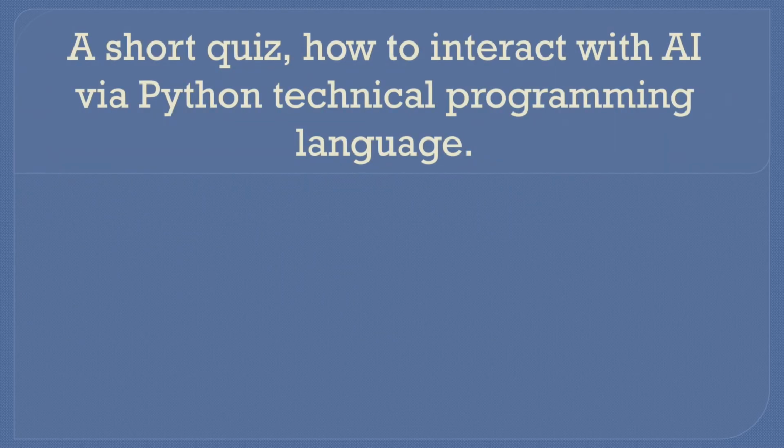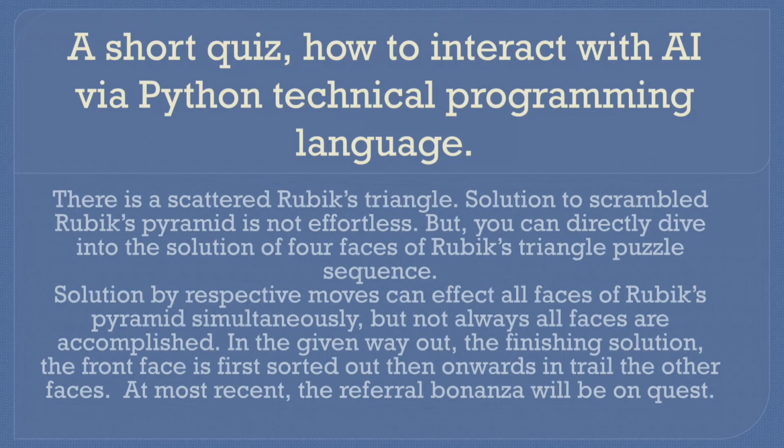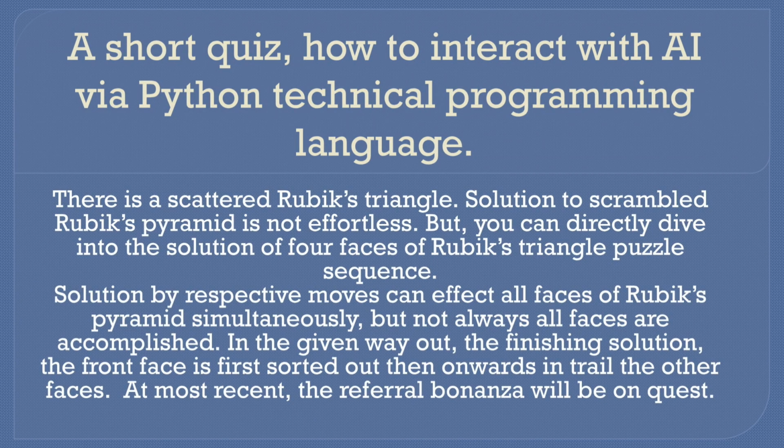This video will present a short quiz on interacting with AI using the Python programming language. We'll explore the solution to a scrambled Rubik's pyramid, also known as a Rubik's triangle.